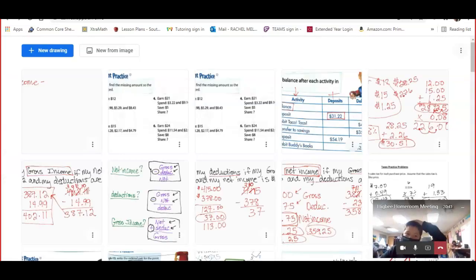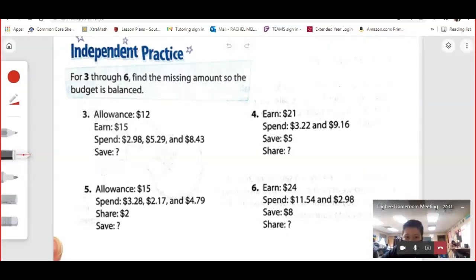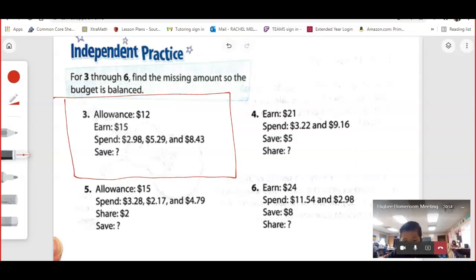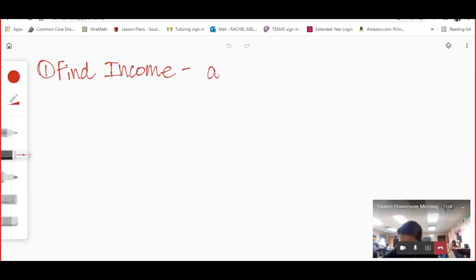So when I'm looking at this problem right here, number 3, how do I find my income? Your allowance and your earnings. Okay, do you guys agree with him that allowance and earning are income? Yes. Okay, so then what do I do to find my total? You add them. Okay, so let me put that on here. So add. Now, sometimes you might only have one thing that's an income, and so you wouldn't need to add. But if you have more than one income, then you have to add it together.